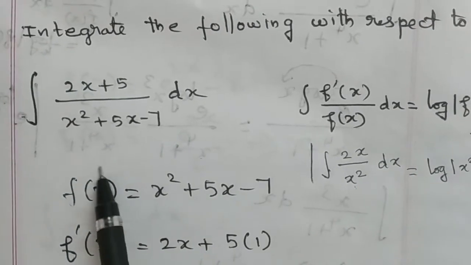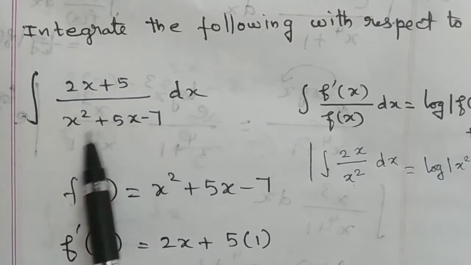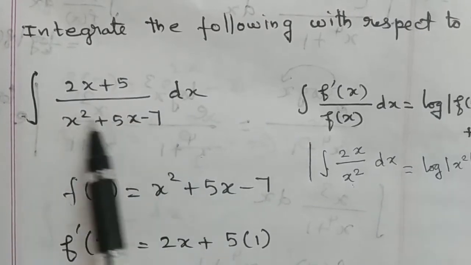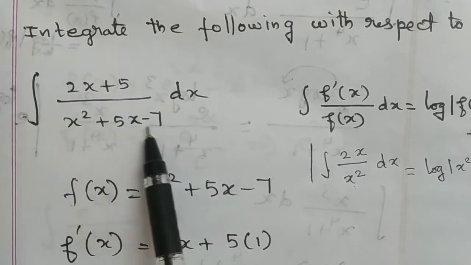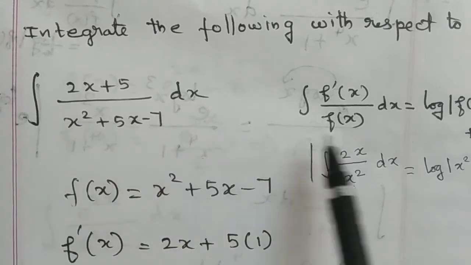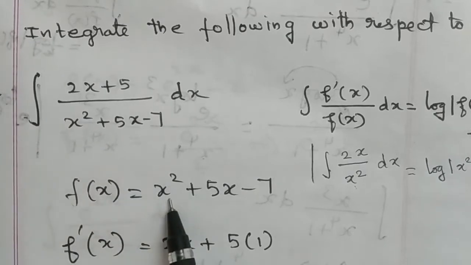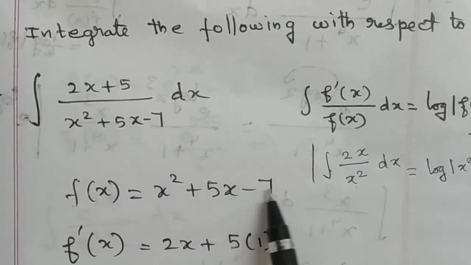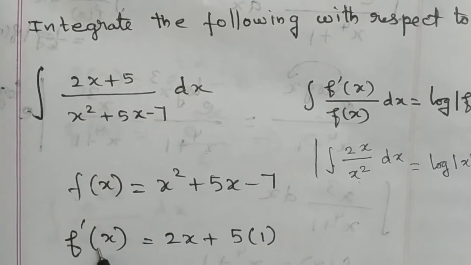So here in this problem, what is given? 2x plus 5 divided by x square plus 5x minus 7. The denominator is f of x, so f of x is x square plus 5x minus 7. Now find the derivative, f dash of x.